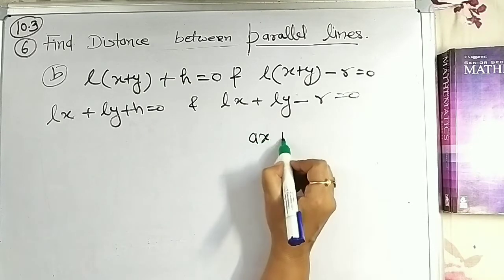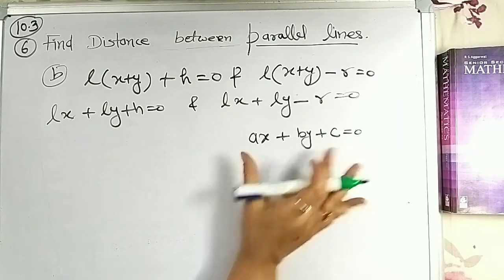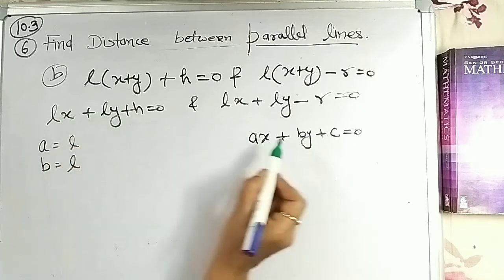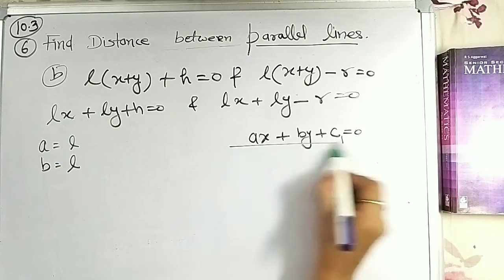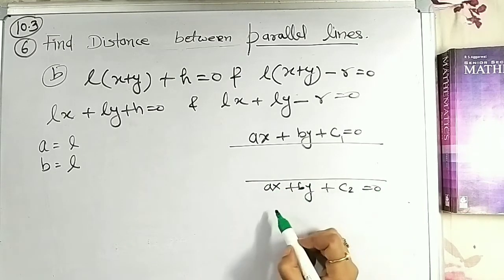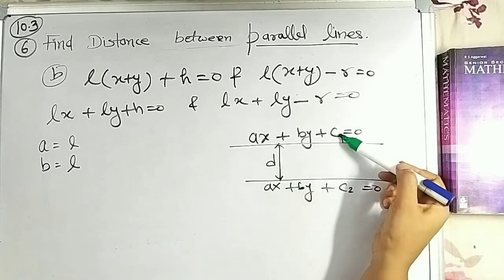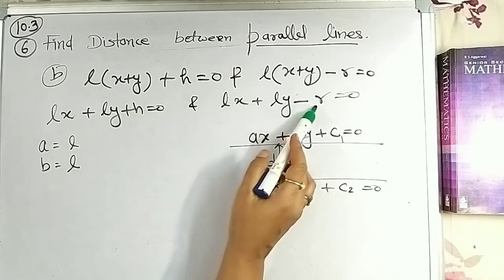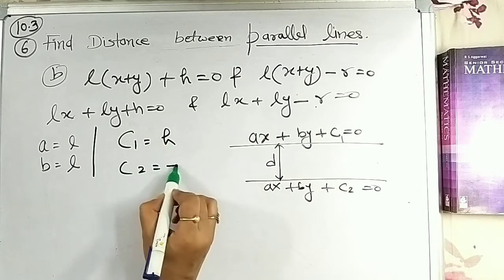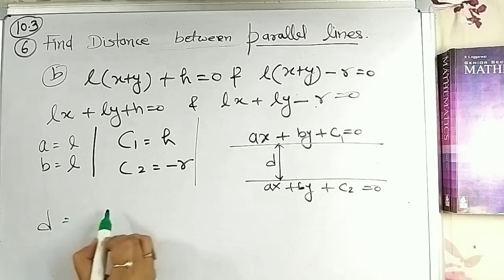If I compare it with A x plus B y plus C is equal to 0, here my A is L, my B is also L, and what is my C1? Because there have to be two lines, this line and one more, A x plus B y plus C2 is 0, to find a distance, right? So this is C1 and this is C2. If I compare, C1 is h and C2 is minus r. I got everything. So what is the formula?